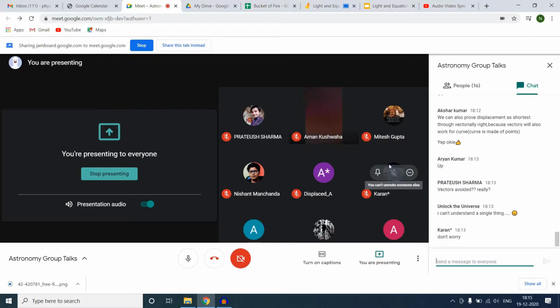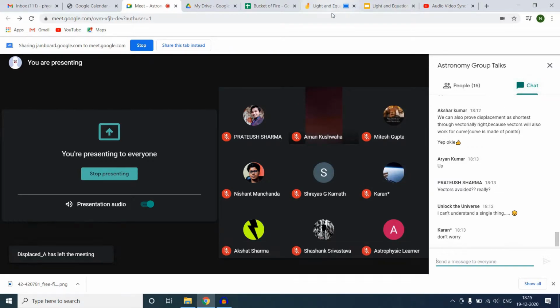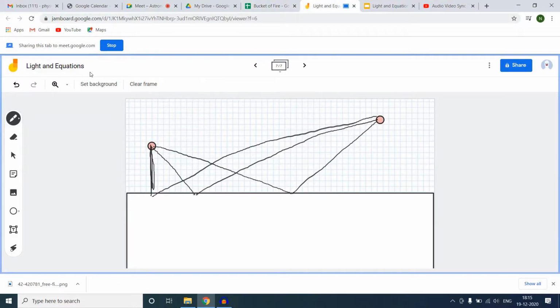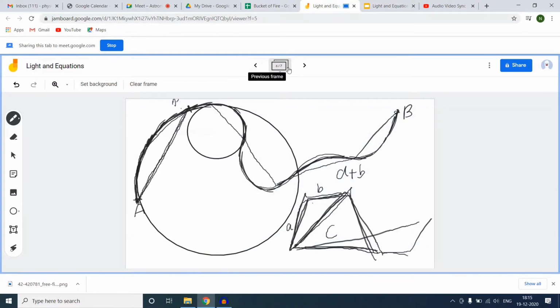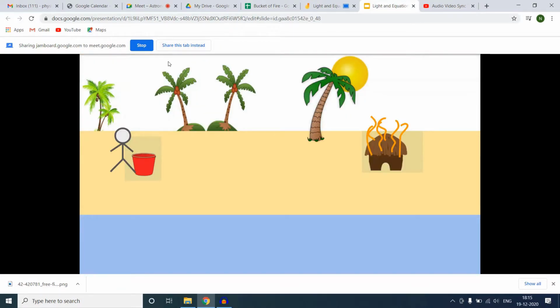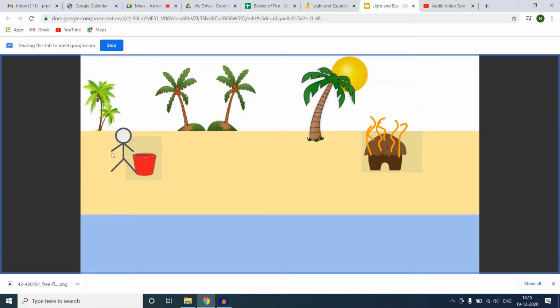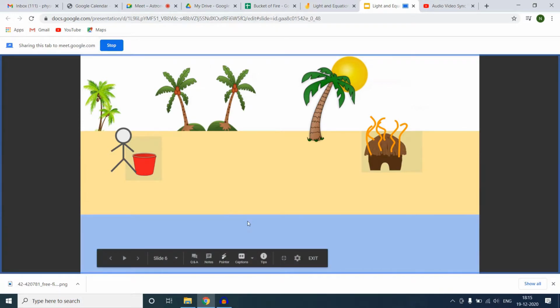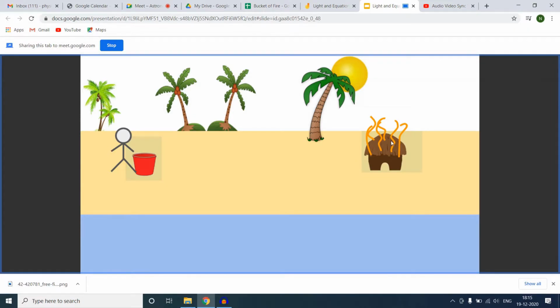How would you go about solving this problem? You need to go from where you are. I'll just show you the puzzle again. Okay. Bob is over here. He's on the beach. He has to go and fill up water from the sea, and then put out the fire that his house is on. And he has to do this as fast as possible.